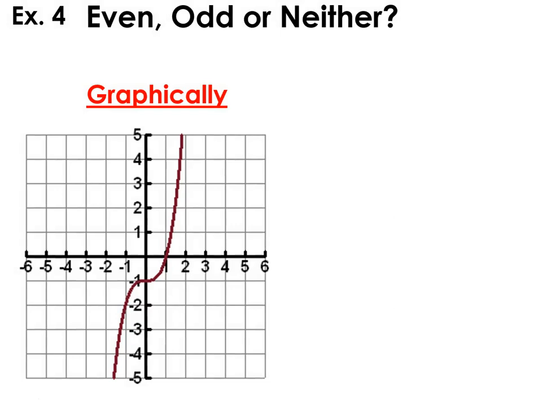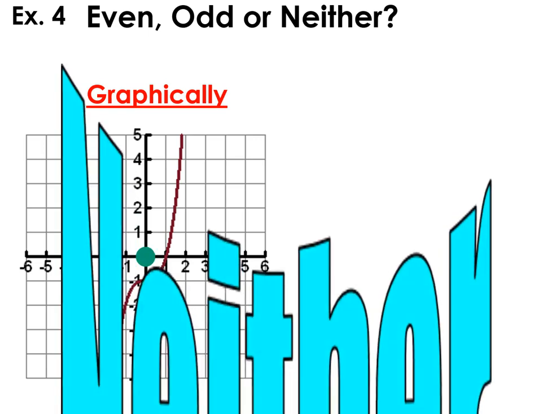Here's your next graph. Even, odd, or neither. When I look at this one, I can tell that I cannot reflect it over the y-axis, so I know it's not even. I could rotate that curve 180 degrees, but since it's not going through the origin, it's not going to land on itself. So this is an example of a neither.